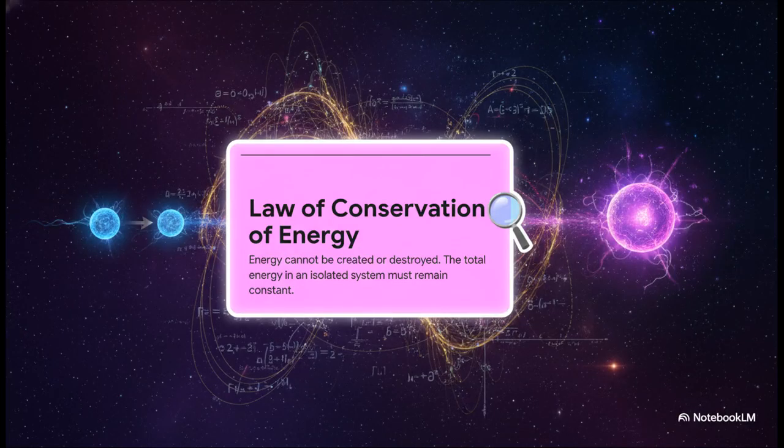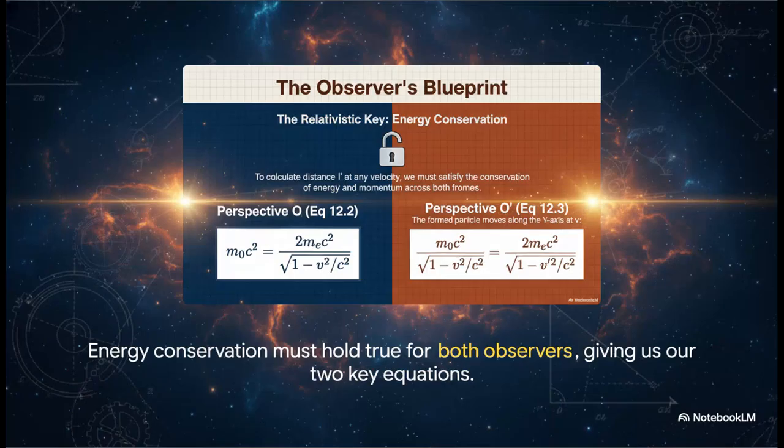And that's where our hero comes in, the law of conservation of energy. It's one of the most fundamental rules of the cosmos. Energy can't just be created out of thin air, and it can't just vanish. The total energy you start with in a system has to be the total energy you end with. It's non-negotiable. And this beautiful law gives us our golden key.